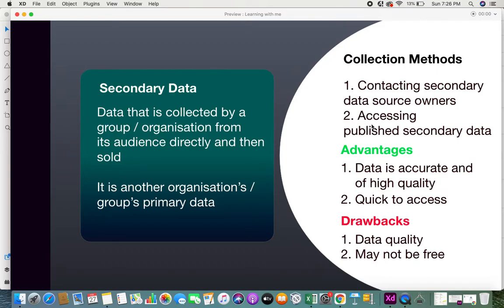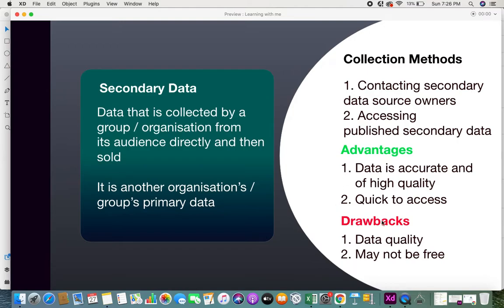And if you look at the advantages of this, data is accurate and of high quality because it's someone else's primary data. So most of the time it will be accurate and of high quality, and it's also quick to access. Since at a point of time you don't have data with you, but you need data to do some analysis, if the data is open source, then you can collect the data. Or if you have to go to an agent, instead of going through the pain of collecting your data, you can always contact the sources and get the data.